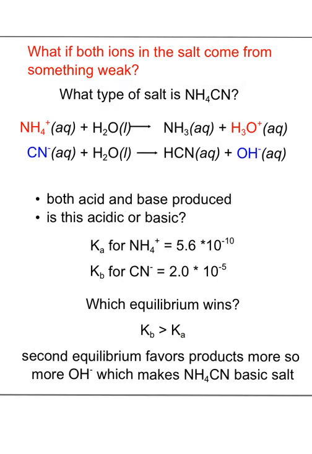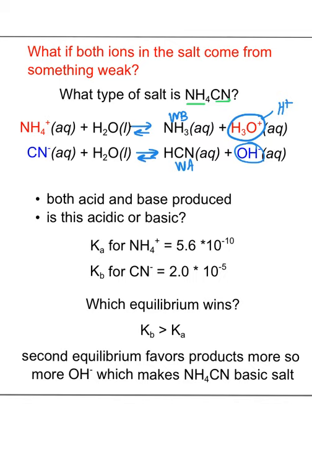All right, and then finally, what happens if both of the ions in the salt are coming from something weak? So for example, I have this guy and this guy. I know that the NH4 plus is coming from a weak base, ammonia, and so we're making this H plus, or hydronium, in solution, and this is equilibrium, right? Because we have a weak base. And then CN minus comes from the weak acid, and so this is also in equilibrium down here, producing OH minus.